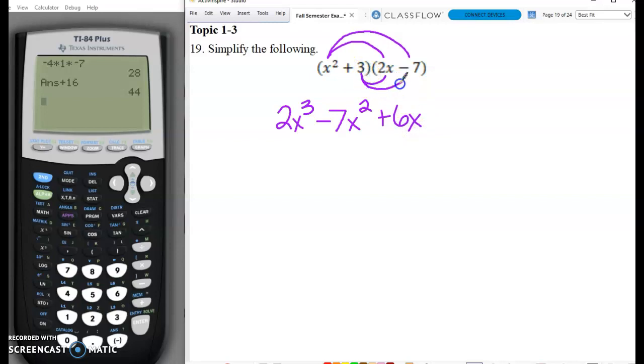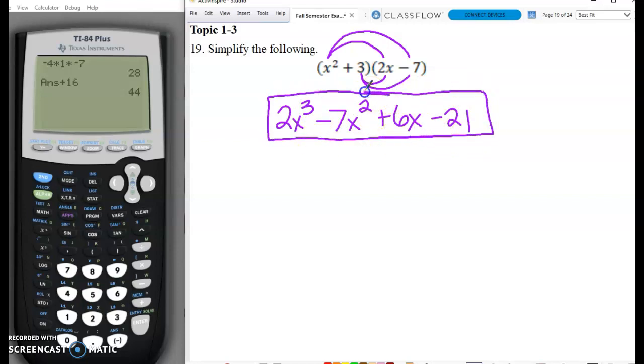Then I'm going to take the 3, multiply it by negative 7, and I'm going to get minus 21. Now from here, if we had any like terms, we would want to combine these together, but we have no like terms, so we are actually good as is. This is going to be my final answer. But remember, if you had like terms, you would need to combine those.